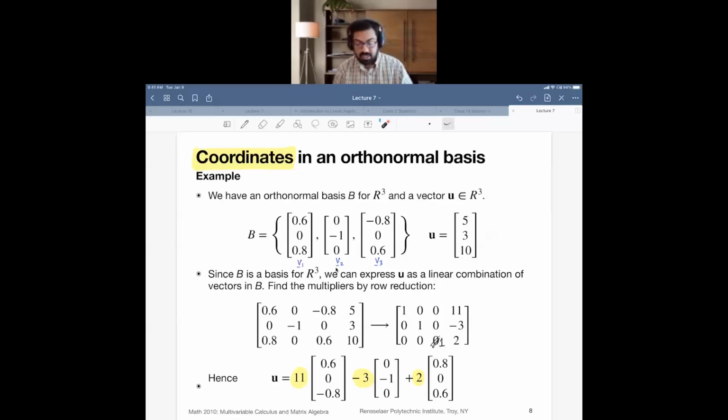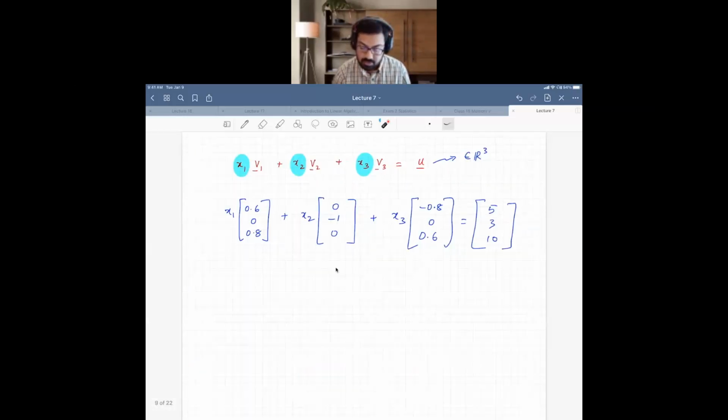Now, clearly, this involves a lot of work. It involves forming the augmented matrix, doing row reductions, and then looking at the solution. However, there is a very easy way to find coordinates. All we need to do is project u onto each of these orthonormal basis vectors. And the projections will essentially give you the coordinates. So I'll project u on this one, and on this one, and on this one. These three are orthogonal to each other, and their projections will simply give me the coordinates. So let's take a look at that.